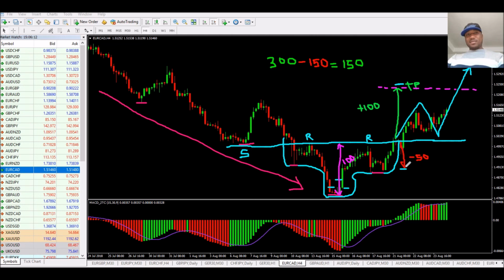Now it depends if you are on a 1 hour chart or 4 hour chart or daily chart. It all depends. I'm using 100 pips here and 50 pips here as an example. But if you are trading, for sure, it's not going to be 150 pips for stop loss. It all depends on your setup and the time frame you are trading on.